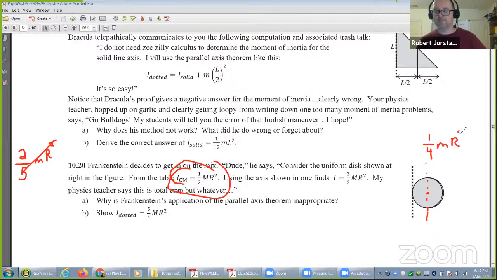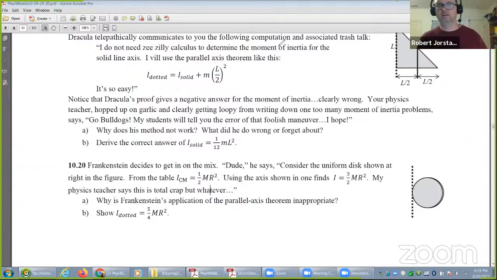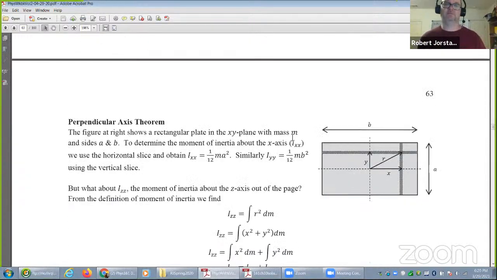So this is why the parallel axis theorem is diabolical. You get so spoiled using this equation over and over again, you forget one of these has to be at the center of mass, and you have to make sure it's actually parallel. It's the parallel axis theorem, right? Not the perpendicular axis theorem, which is on the next page.